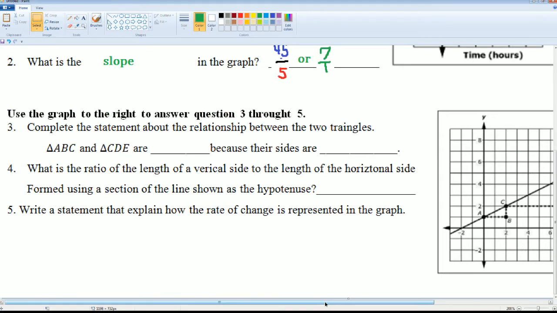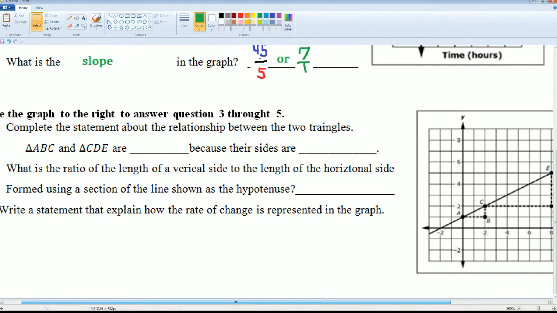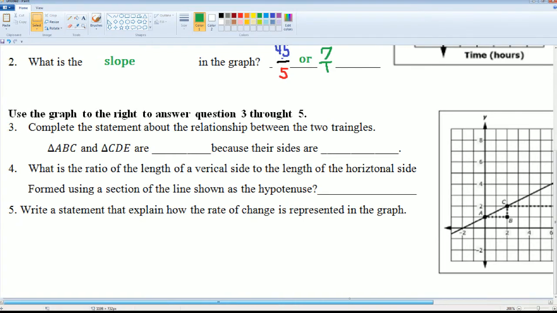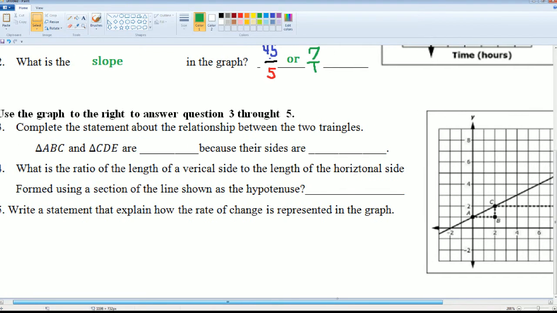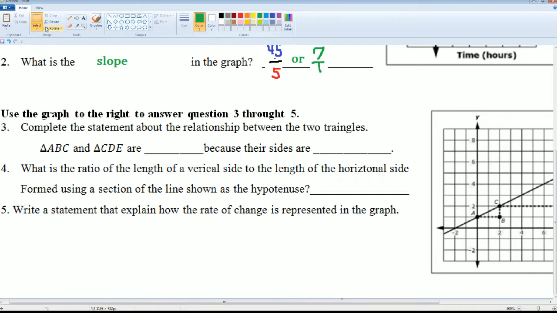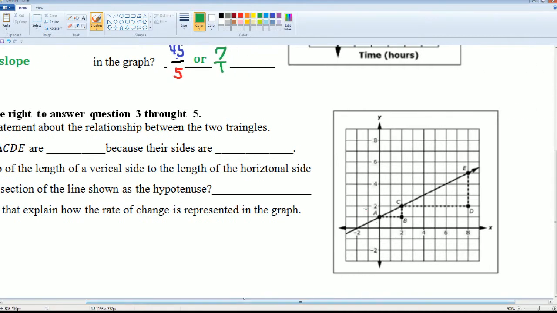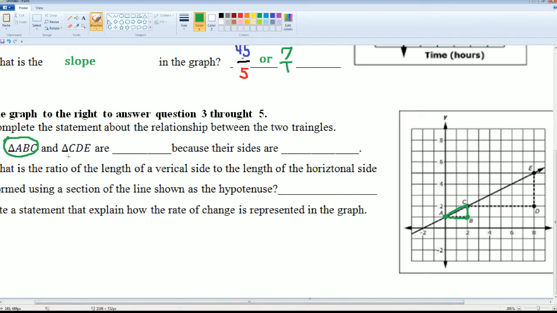Using the graph to the right, which is this one, you're going to complete the statement about the relationship between the two triangles. Okay, we would say triangle ABC. What is this triangle here? Does anybody know what this triangle is? Triangle ABC. Let's look at it. Where's ABC? A, B, C. Oh, so it's this triangle. That's that triangle. Okay, and CDE.